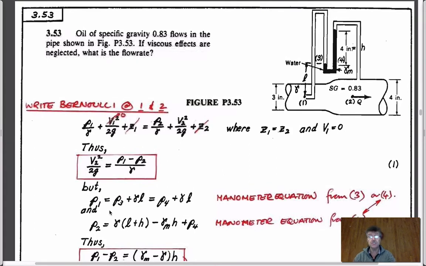Manometer equations. What are the main points here? The main points, I suppose, are to realize how to write the expressions. You can write certainly Bernoulli between these two points here. And you just have to get used to figuring out what the conditions are.